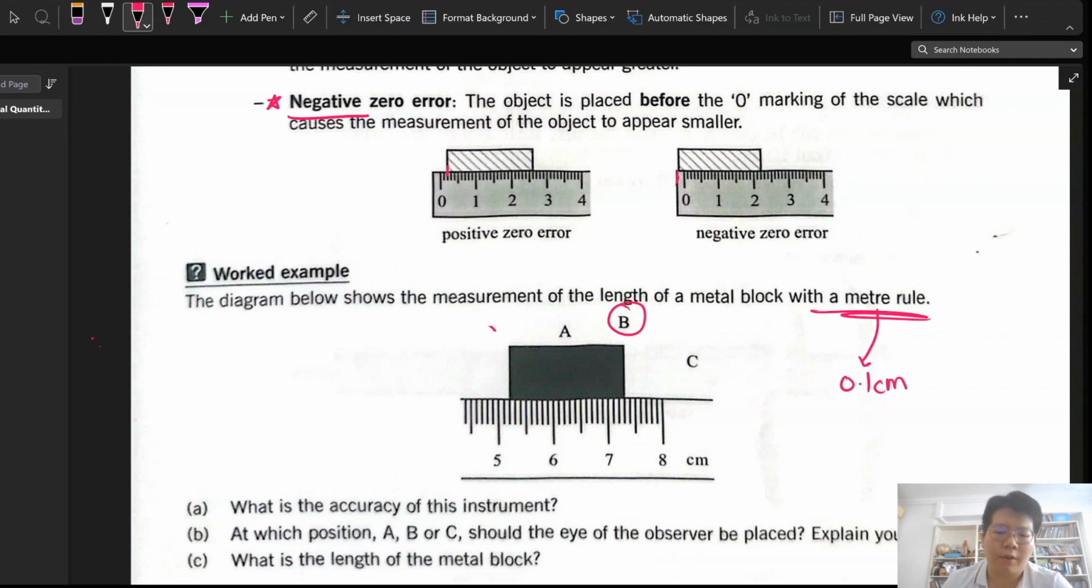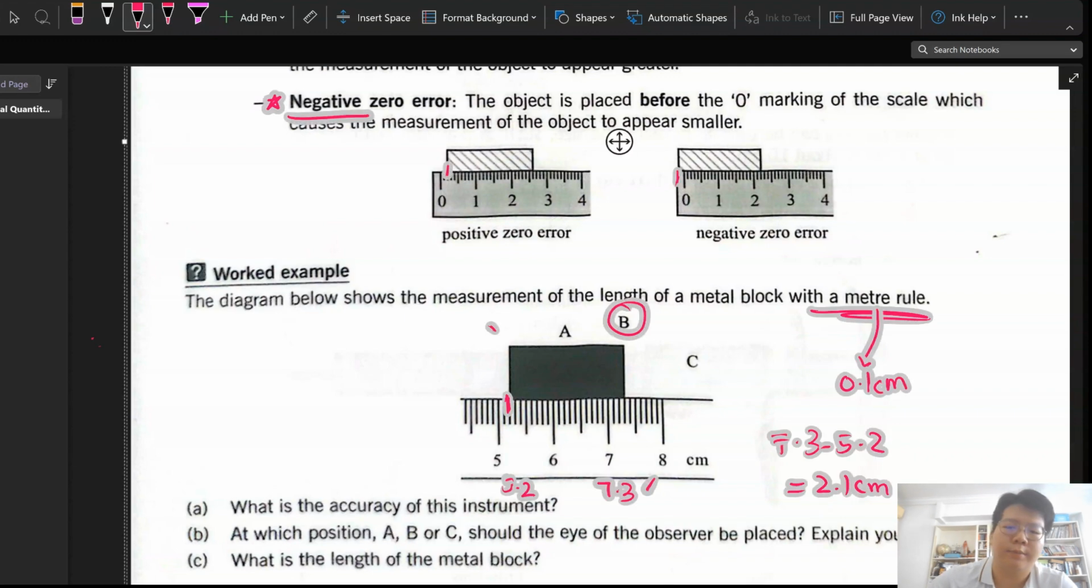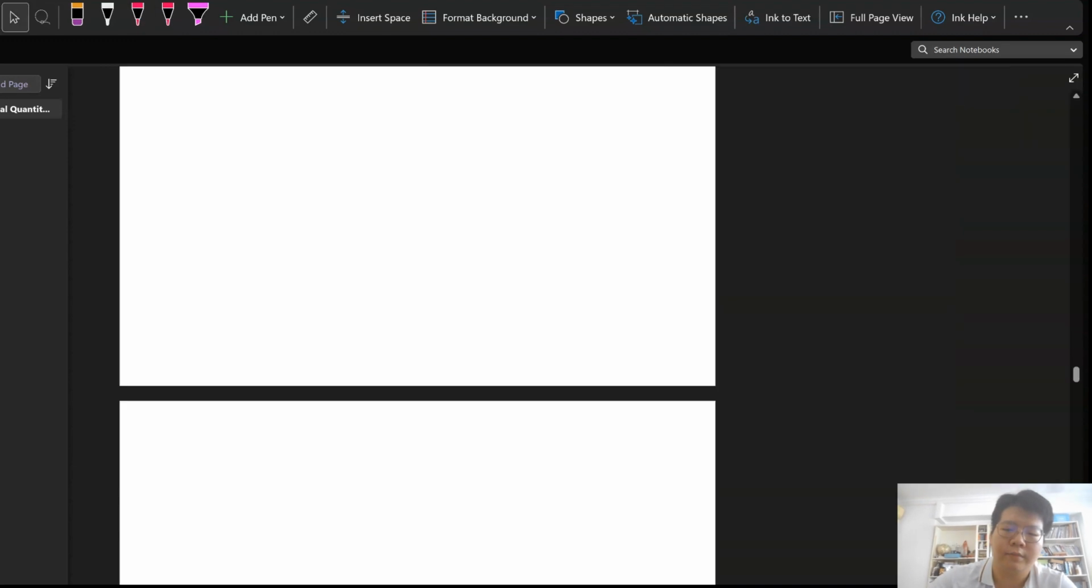What is the length of the metal block? This is simple again. What we can do is to first find the start reading over here, which is 5.2 cm. And we can find the end reading over here, which is 7.3 cm. So to find the length of this block, we simply take 7.3 minus 5.2, and this will give us the answer 2.1 cm. Okay, let's move on now. This one is all relatively simple.